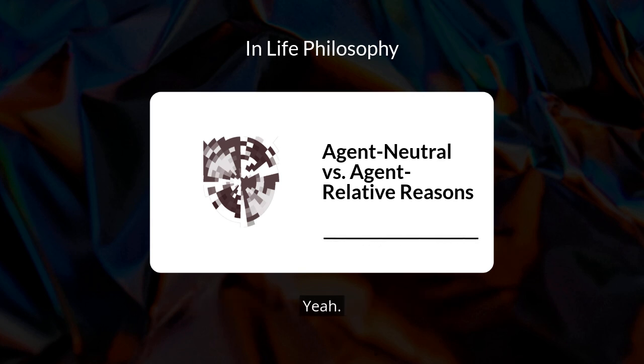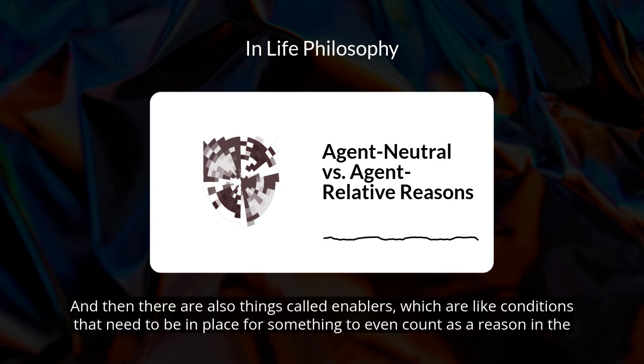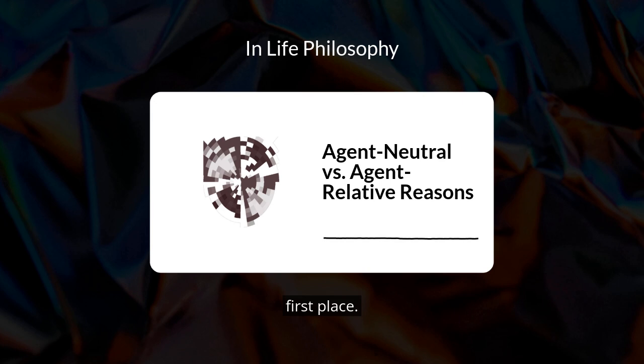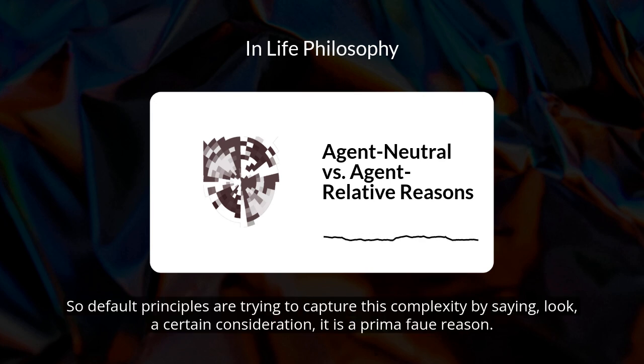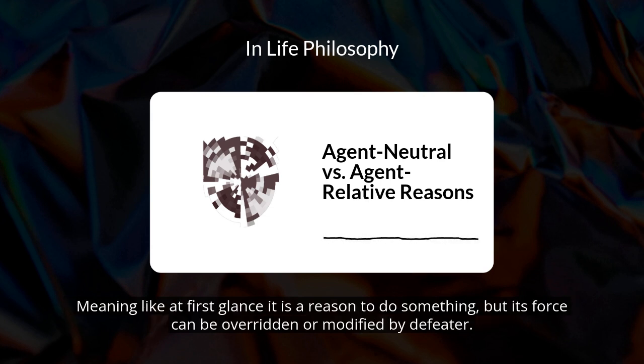Okay. Yeah. And then there are also things called enablers, which are conditions that need to be in place for something to even count as a reason in the first place. Right. Okay. So default principles are trying to capture this complexity by saying, look, a certain consideration is a prima facie reason, meaning at first glance it is a reason to do something, but its force can be overridden or modified by defeaters.